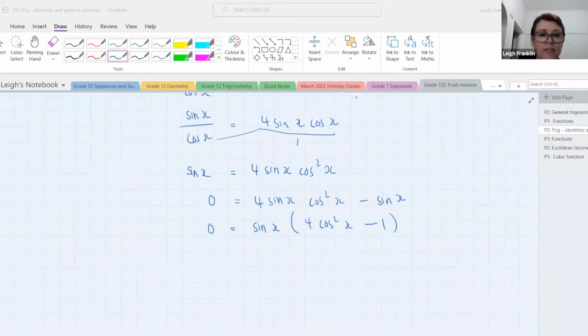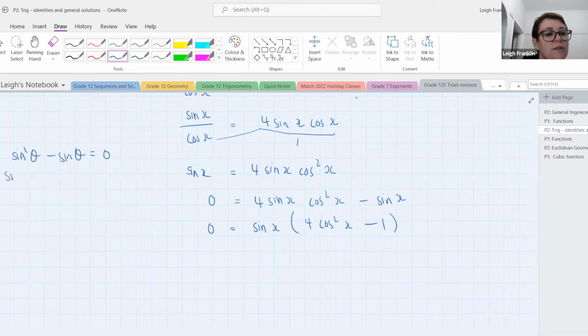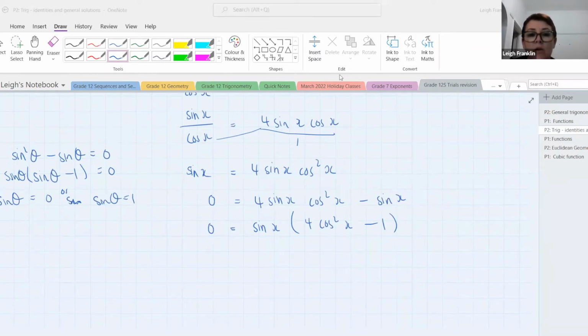Okay, we can't divide, so we factorize. Dividing means we would lose a solution. So the idea is, if you had sine squared theta minus sine theta equals 0, and you took out sine theta as the highest common factor, you'd end up with sine theta minus 1. So either sine theta equals 0, or sine theta minus 1 equals 0, in which case sine theta would be equal to 1. So we've got to do the same thing here. All right. Exactly. Equate each term to 0.